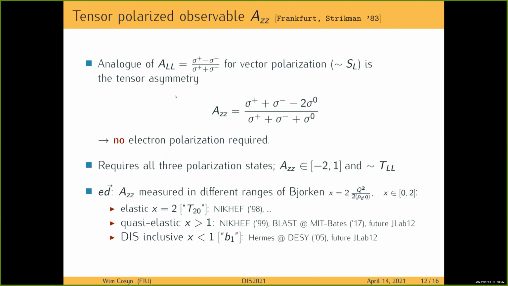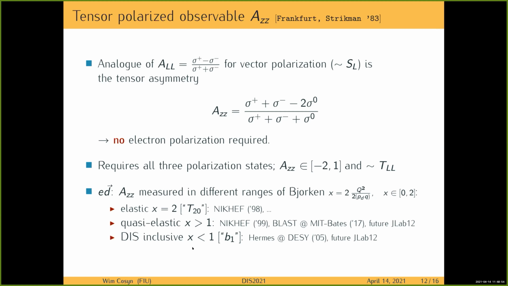Right, the next is a tensor polarized observable. So here we do need the 0 polarization of the deuteron. So it's this combination in the numerator, and it's completely unpolarized in the denominator. You do not need electron polarization. Tensor polarization only couples to unpolarized electrons, at least in the impulse approximation. And this is bound between -2 and 1, the tensor asymmetry.